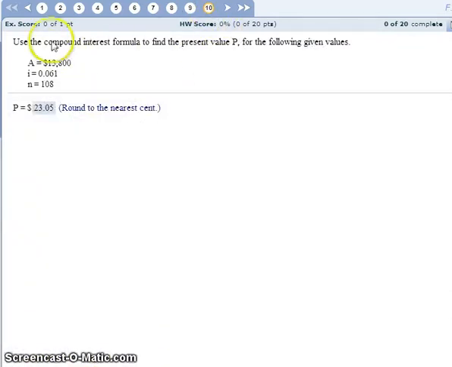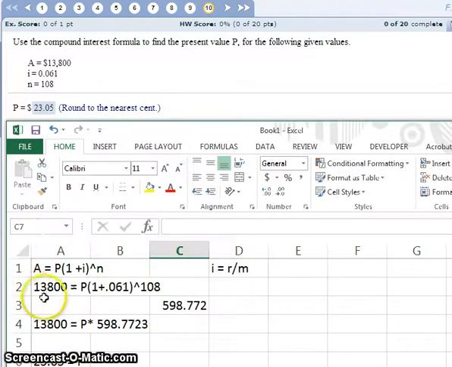For number 10, compound interest, we're given some values. So plug them in. We have the value for A, I, and N. We're going to be solving for P. Solve the parentheses raised to the exponent first. You'll get this. So now we're down to here. Divide both sides by this value, and you'll get what P is equal to.